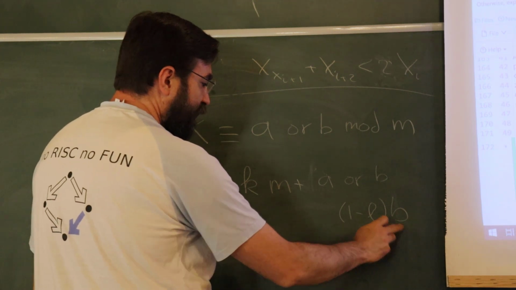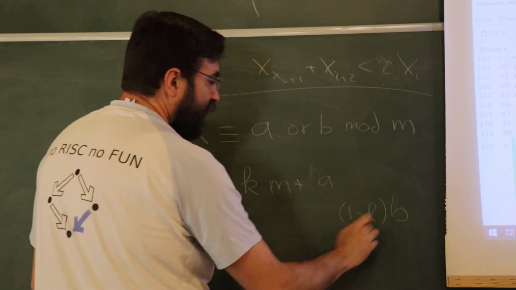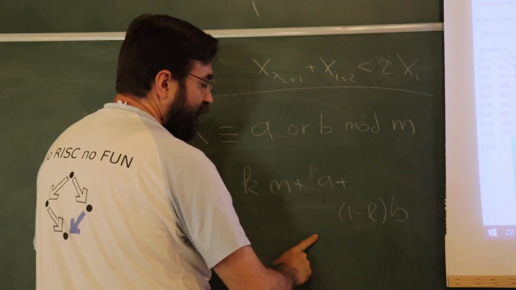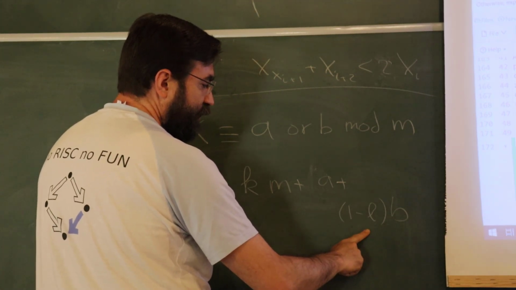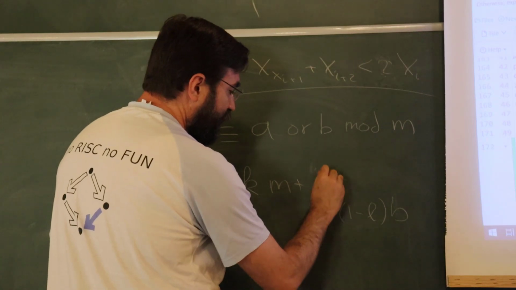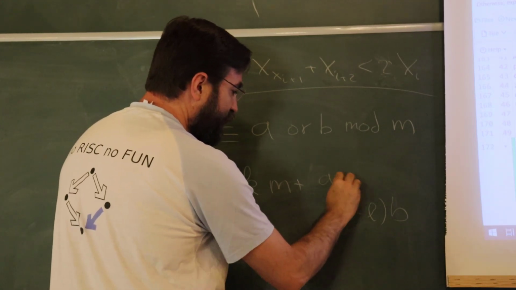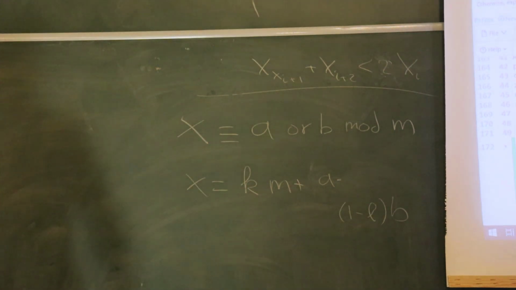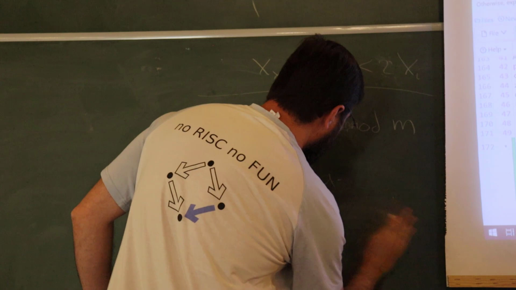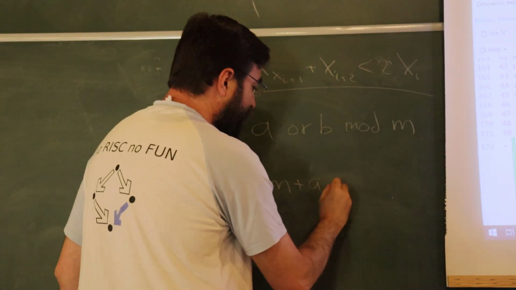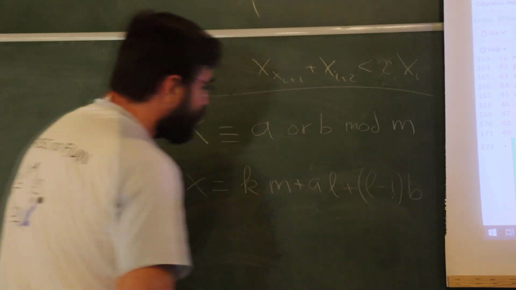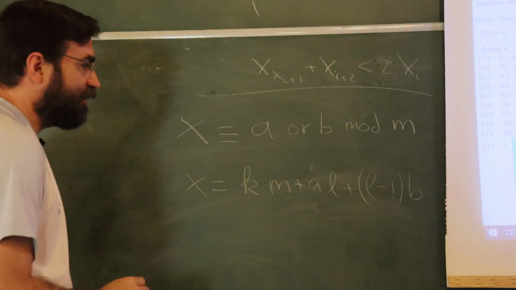If L is 1, then this is Km plus A. If L is 0, then you put B. So we need to get A minus B, right? A times L plus 1 minus L times B.